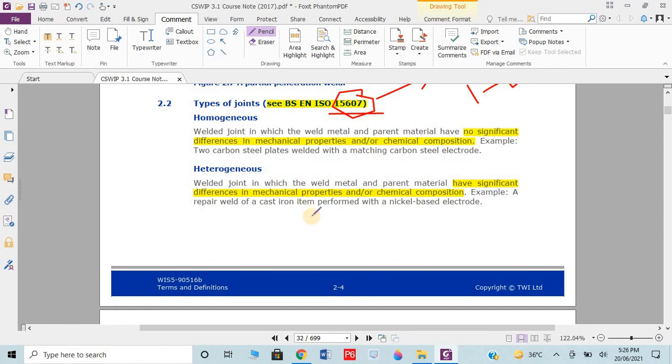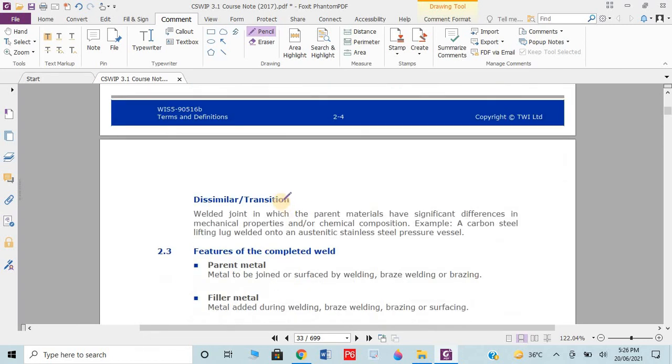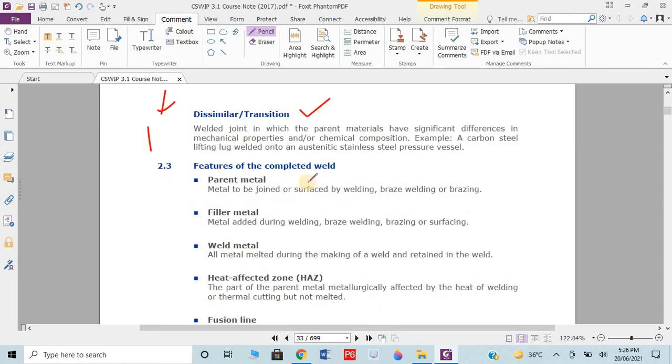If the materials are different, then it's called heterogeneous. And if all the materials are different, meaning the weld metal is different and the electrode is different, that's dissimilar or transition material. I believe you got it. Parent material or parent metal, as I already said, is the metal which needs to be welded.